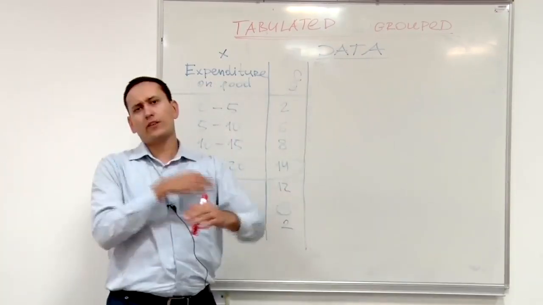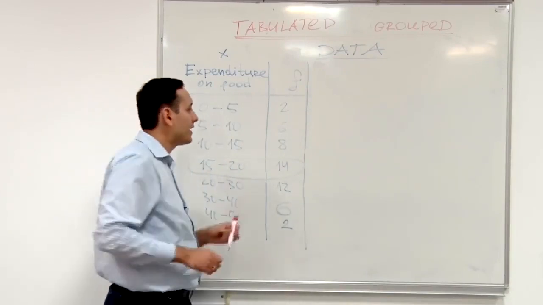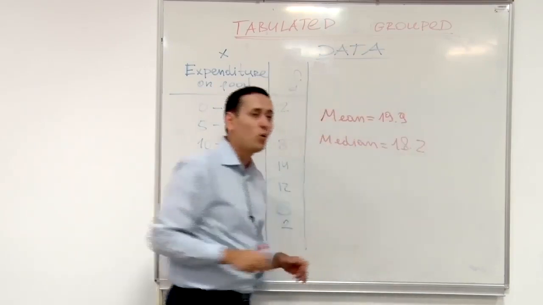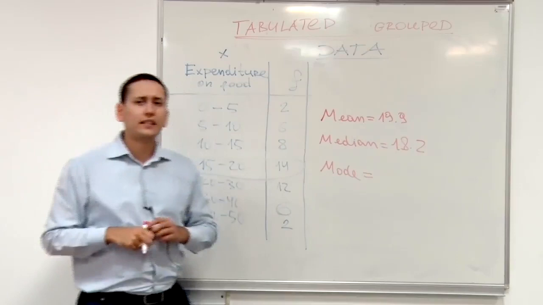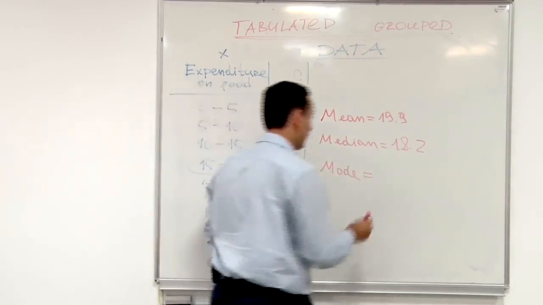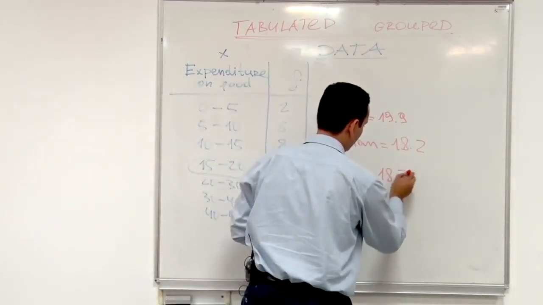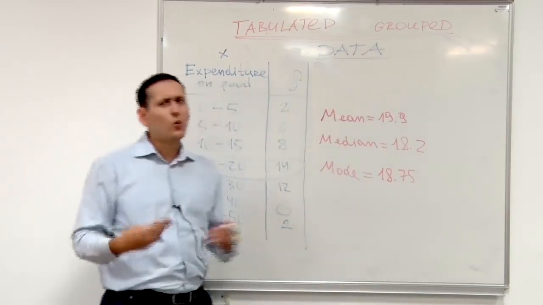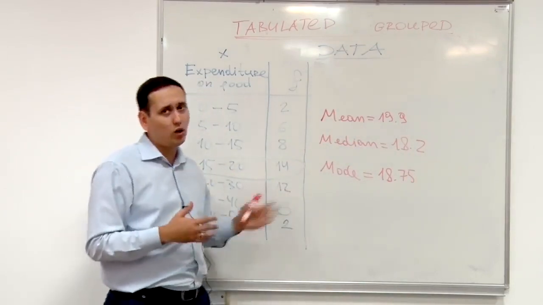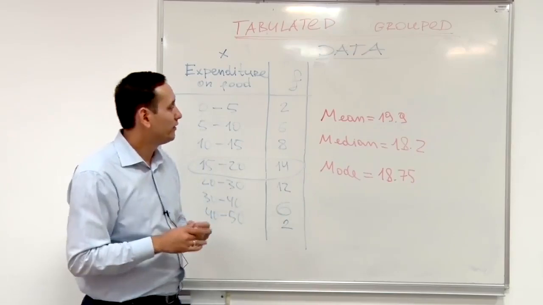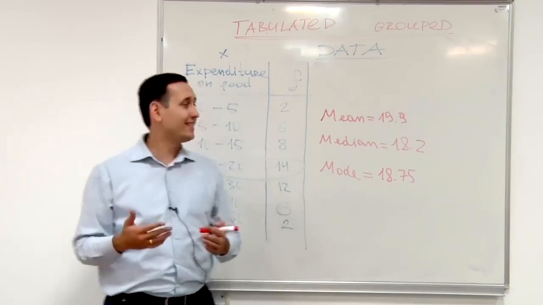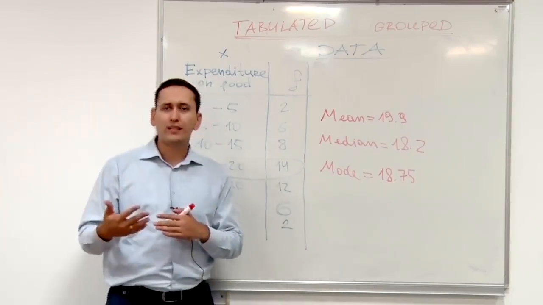To summarize our calculations for our grouped data, we can say that our mean was 19.9, our median was 18.2, and finally our mode, as we found, was 18.75. So as you can see, we have different numbers for mean, median, mode, but all of them show the center of location. Why are they different? It depends on the data. Data can be distributed differently.